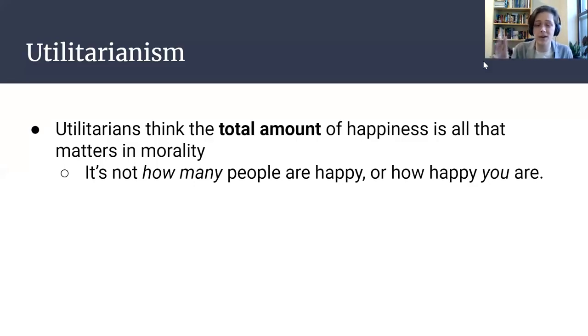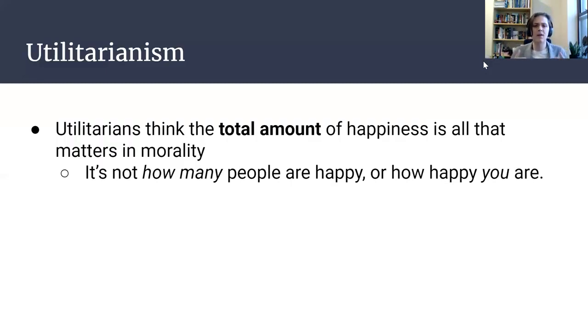So making 3 people 1 point happy each increases the number of happy people in the world, but it doesn't increase the total amount of happiness in the world. Making 1 person absolutely ecstatic is better than making 10 people, all right, kind of happy, a nice chuckle or something. Like a little bit of happiness for 5 people is not necessarily better than a lot of happiness for 1 person. So it's not how many people are happy, it's the total amount of happiness. And it's not how happy you are.